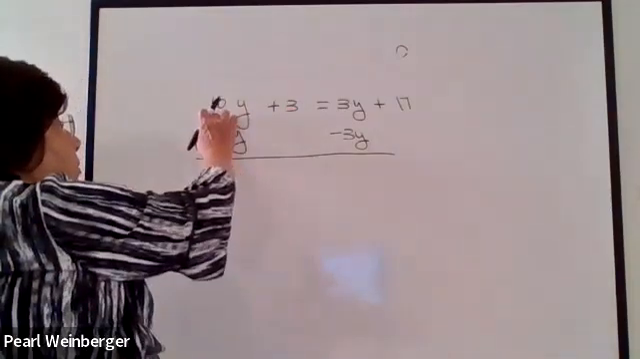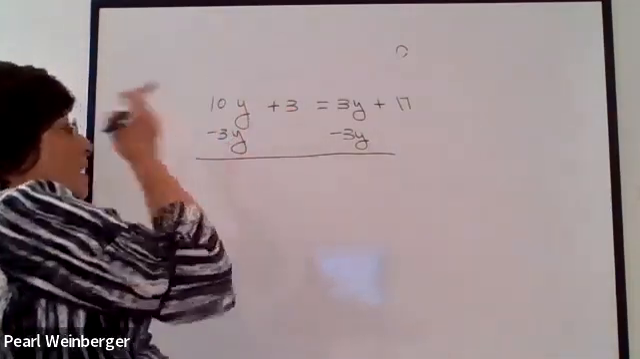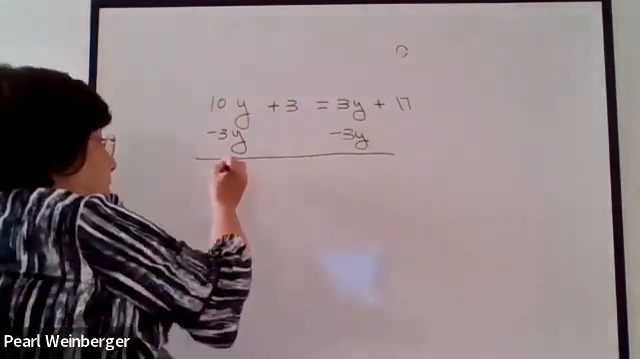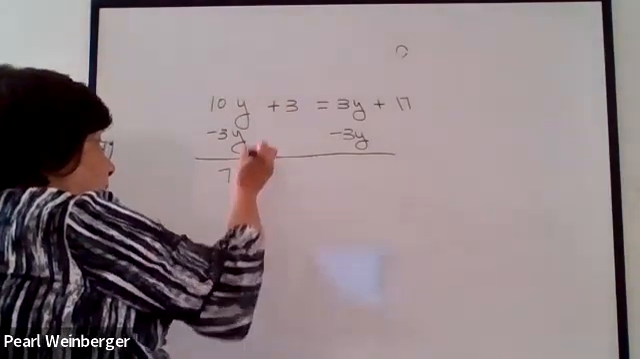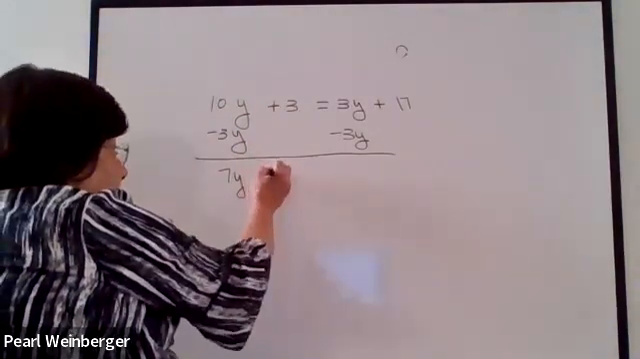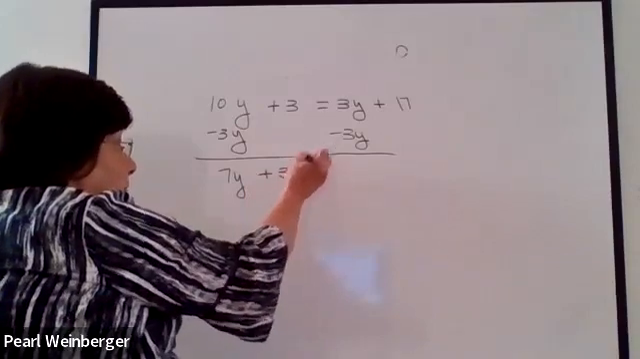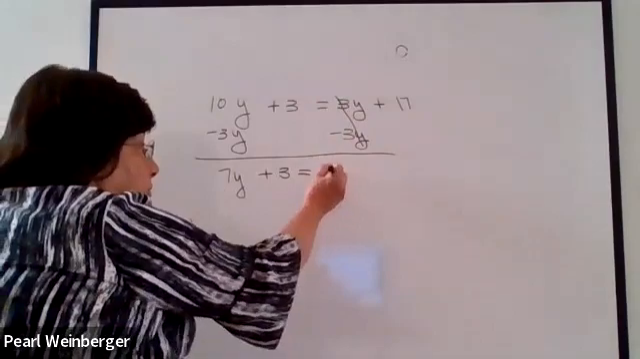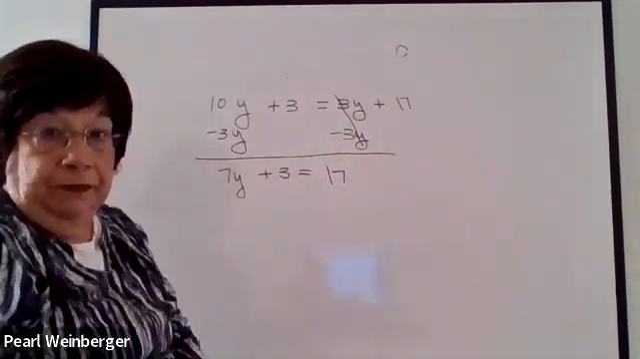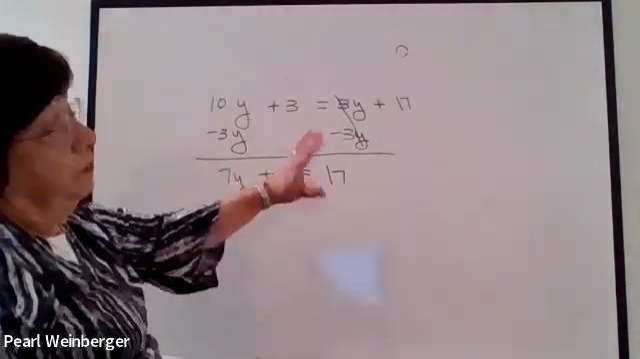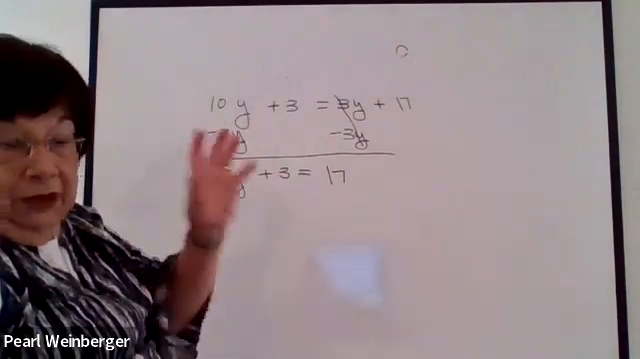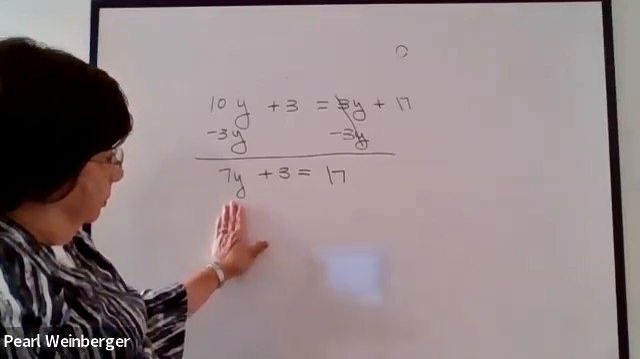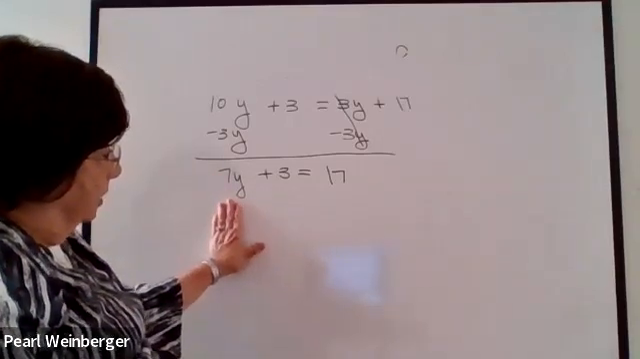Now, when I do 10y and subtract 3y, 10y minus 3y, I'm going to get 7y. The 3 I haven't done anything with, so I just bring it down. The 3y minus the 3y cancel out, and that leaves me just 17 on this side. Now I'm sort of back to the place where it was with the previous example. I have all the variables on one side. I just have the 7y on this side.